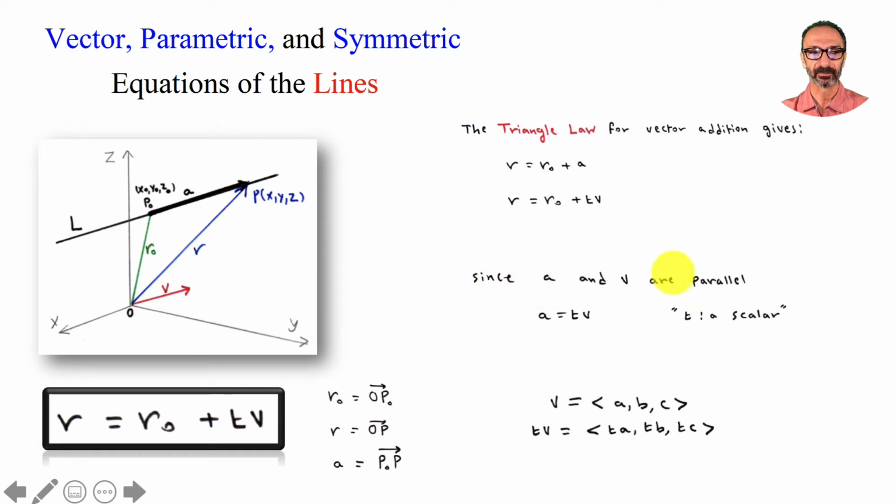Since A and V are parallel, A is TV. As you can see, I'm repeating myself. This is V with the components A, B, C. It's called the direction vector. And TV will be the scalar multiplied by V: TA, TB, TC. Okay, that says a lot. So R, which represents a generic point that represents all the points on L, to reach those points, you're going to say R sub 0 plus some scalar multiplied by V. That's pretty much it. That's called the vector equation of a line. Okay, let's move on.